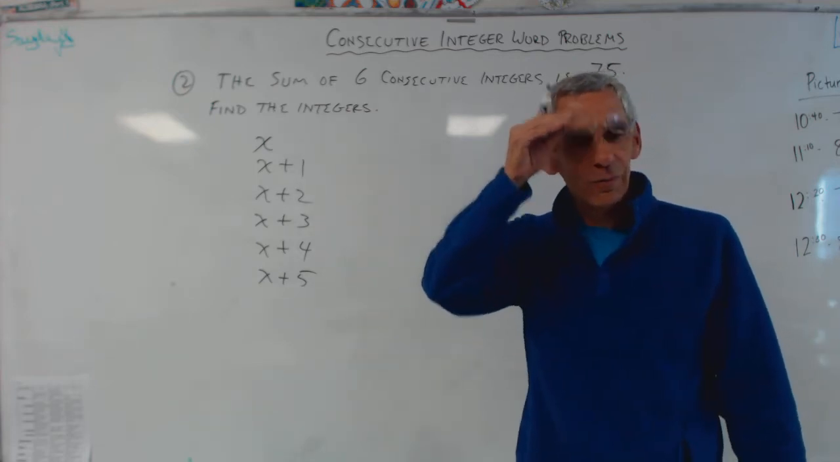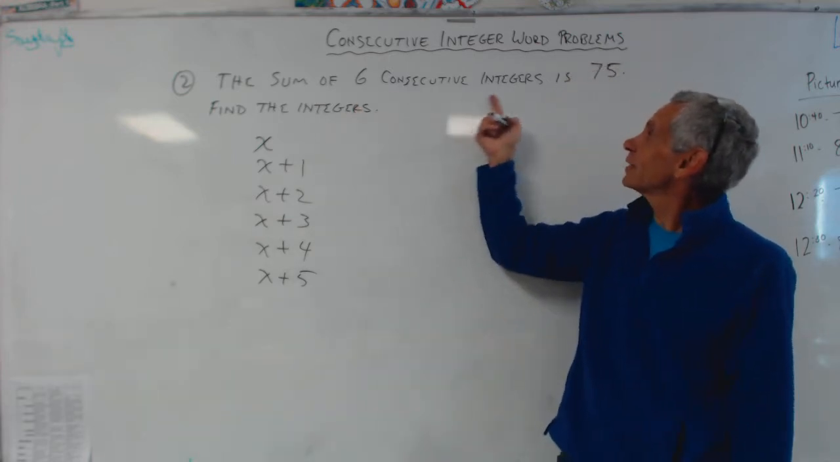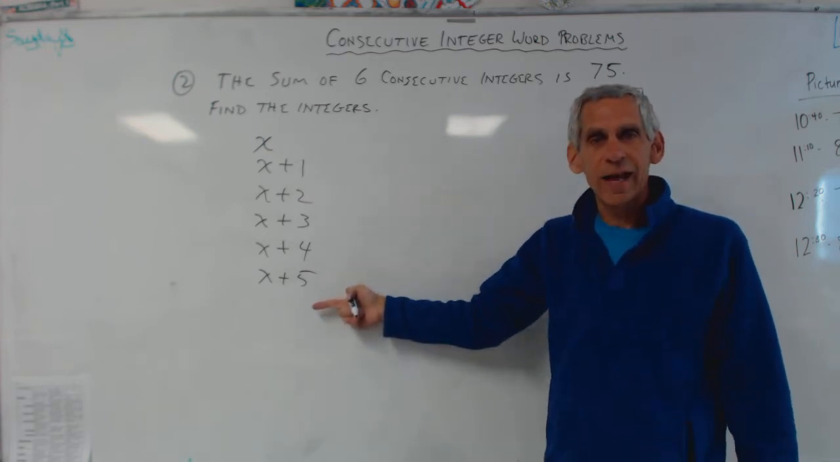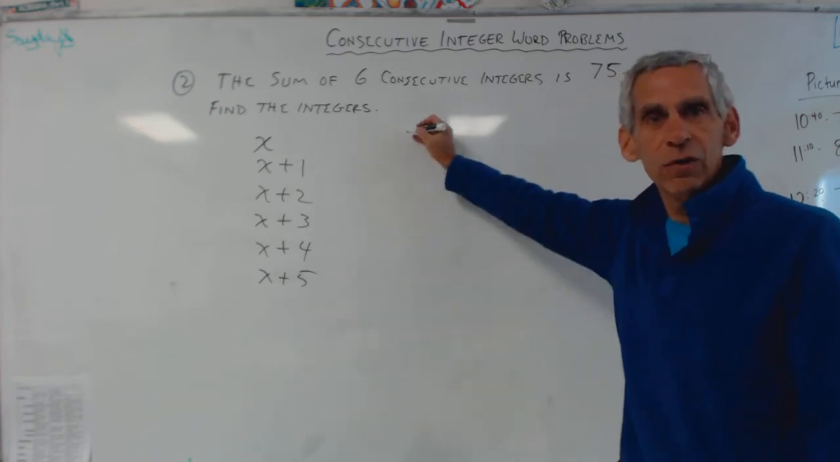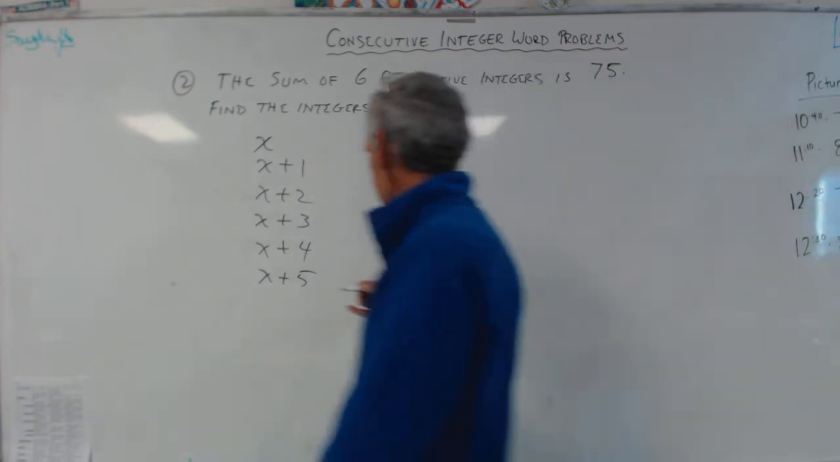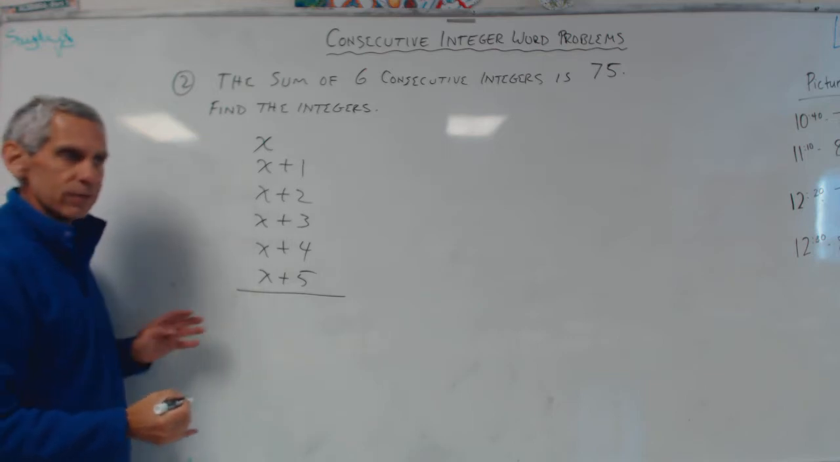Shoot, I was having so much fun. I could have done that all day. Right? So now it says the sum of 6 consecutive integers is 75. Do you see how this is going to be easier to add vertically than if I wrote it out and it was 2 miles long this way? It's going to be so much easier. I've got all the x's right underneath each other.